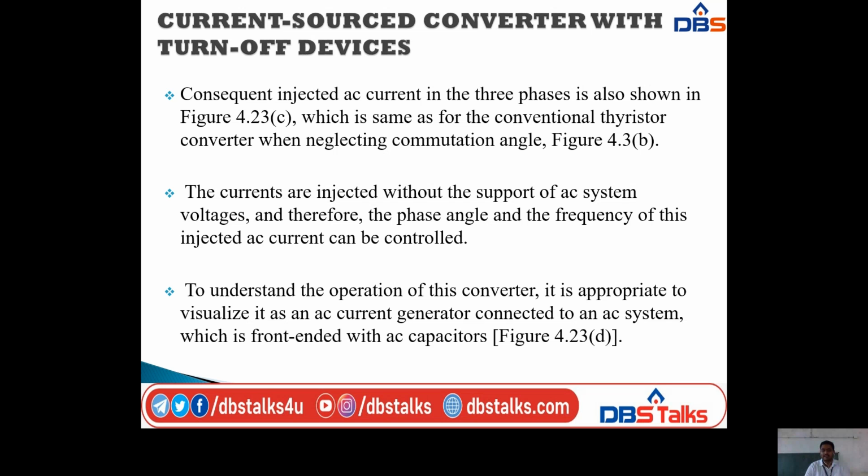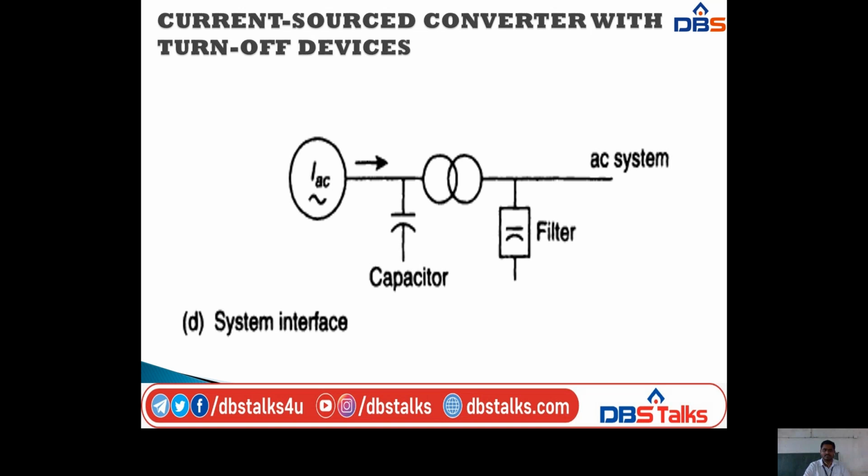To understand this operation of the converter, it is appropriate to visualize it as an AC current generator connected to the AC, and which is front-ended with AC capacitors. I will show the diagram. If we see the diagram, we will understand better. So this is the diagram. So this is the diagram we are using.